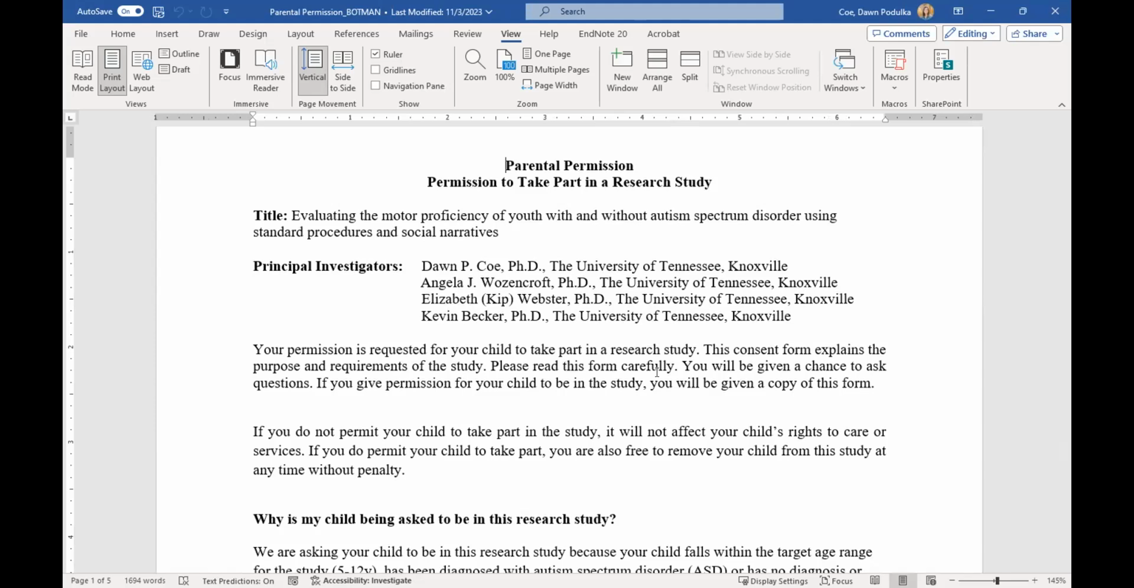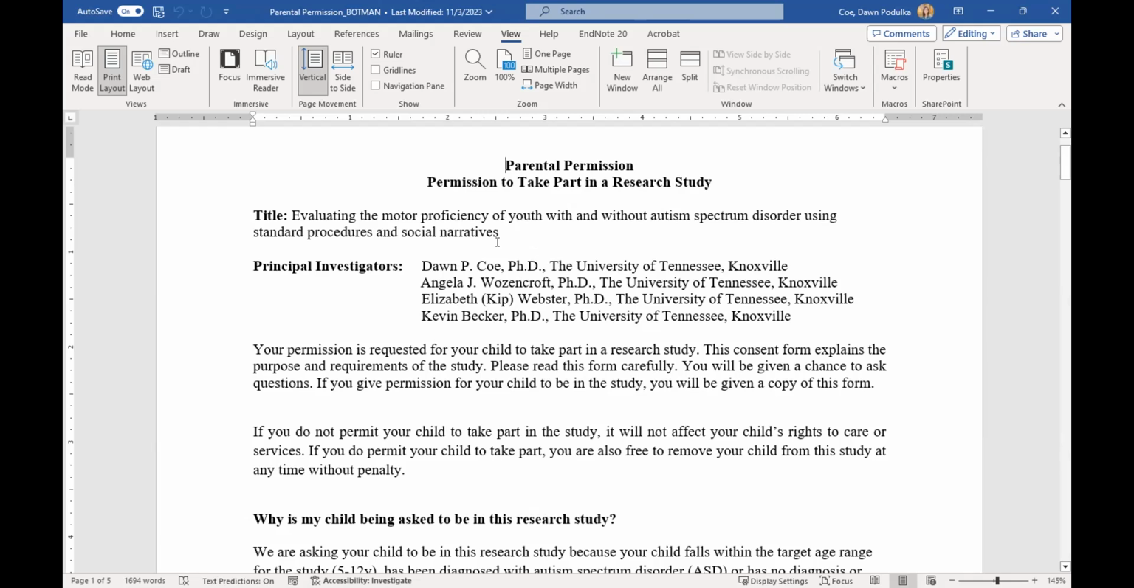Making sure you read through the entire document is very important because this gives you a lot of vital information. When I work with parents, I typically send this ahead of time so that they can read it before they come in for assessments. And then I ask them if they have any questions, and I repeat the more important topics, especially the risks associated with the study, when I go through that information with them.